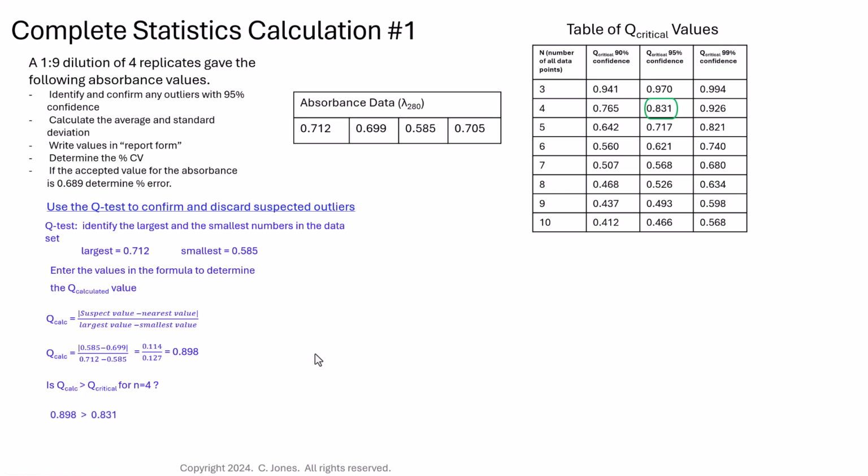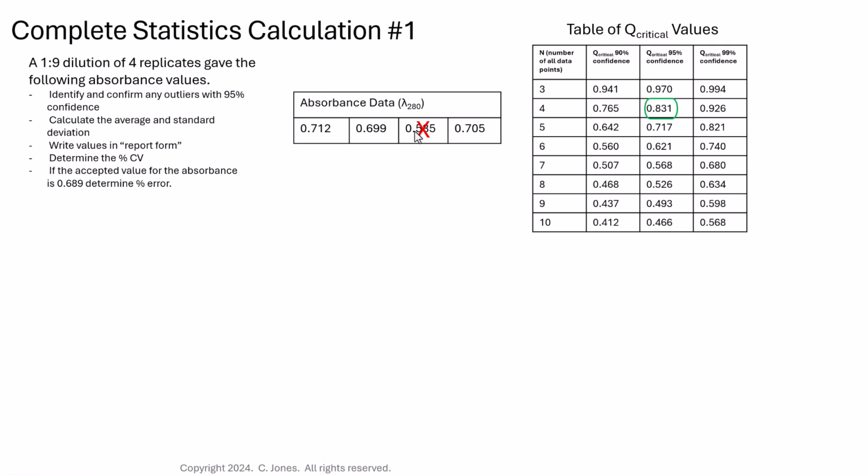So we put the two together and make the comparison, and 0.898 is in fact greater than 0.831. So that means 0.585 is an outlier. It can be rejected or discarded, and we will not use this measurement in the calculations. So again, I've just put an X through it to indicate that. And you could actually make a little footnote here that says rejected based on the Q test.